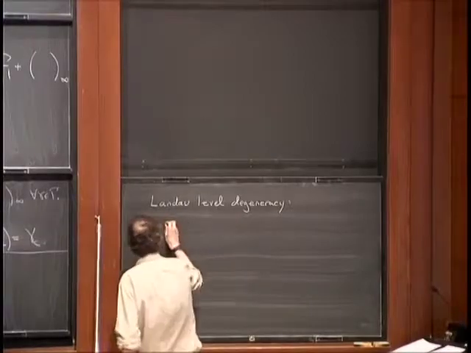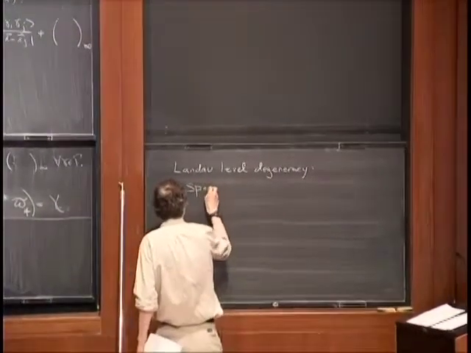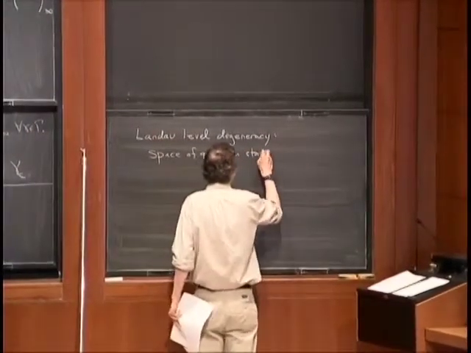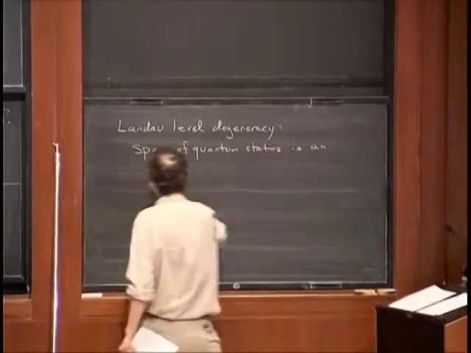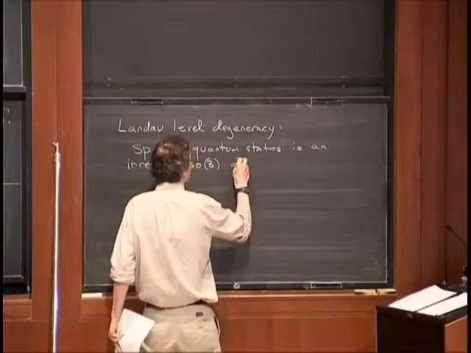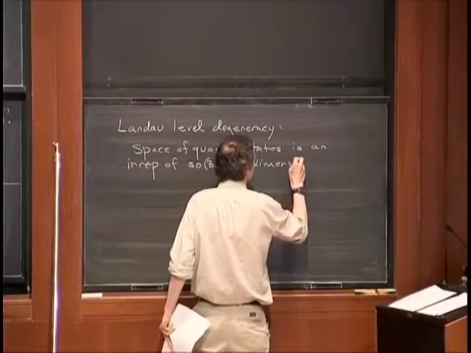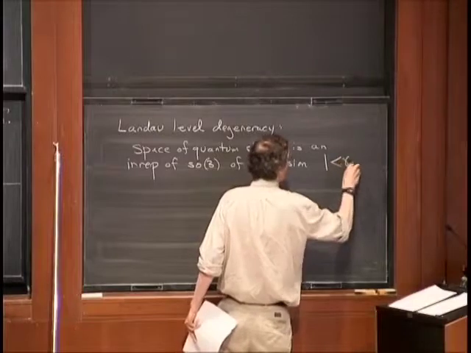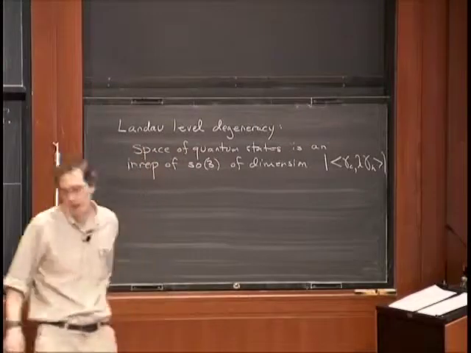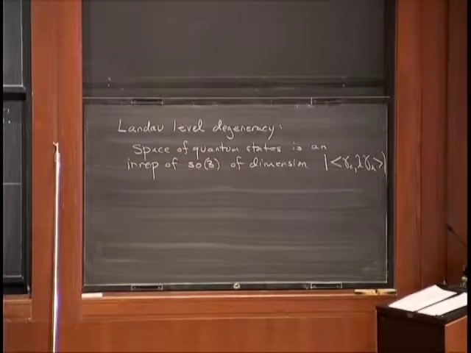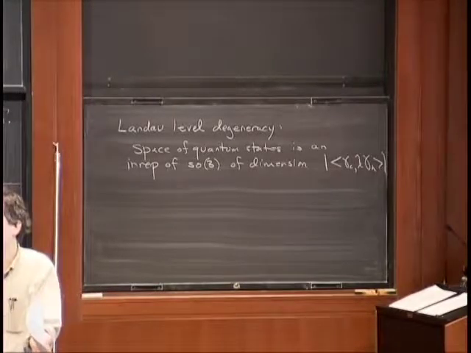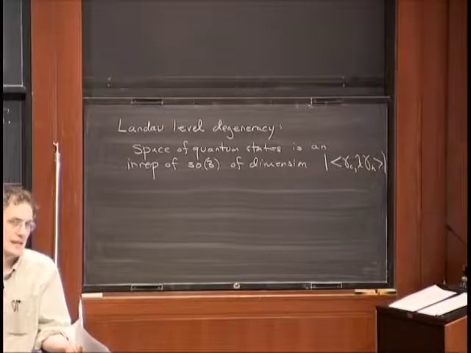Okay? And the space of quantum states is an irreducible representation of rotations of dimension, let's say, lambda gamma H. So if I take a halo particle of charge lambda gamma H, if I just think about it as a point particle of charge lambda gamma H, then that's how many quantum states it has.